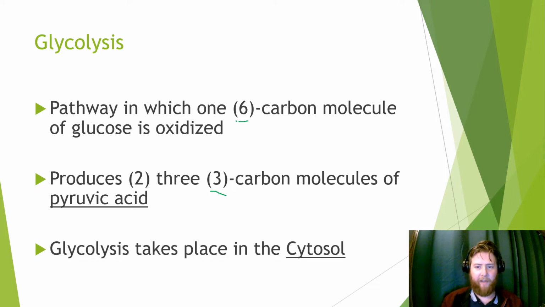Glycolysis takes place in the cytosol, or that cellular fluid outside of the mitochondria. It happens here in all organisms. So bacteria can do glycolysis because they have a cytosol. Eukaryotes can, plant cells can, fungus can, all of them.